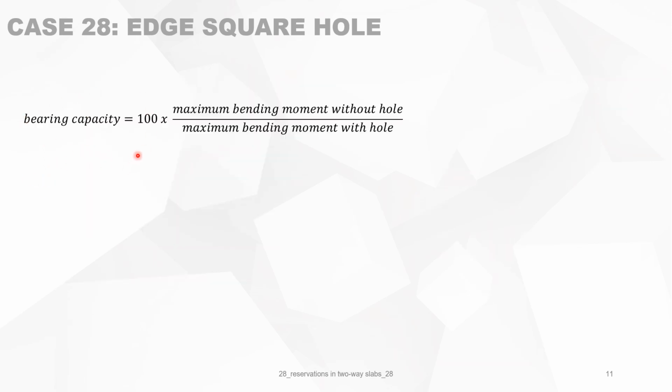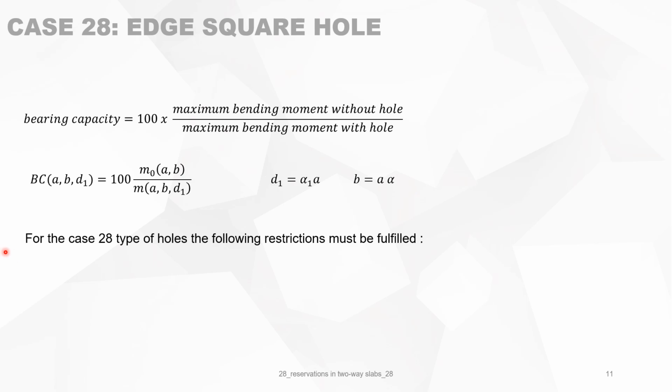The bearing capacity is defined as 100 times the maximum bending moment without the hole divided by the maximum bending moment with the hole. In formulation, something like that. We work with dimensionless parameters. And for case 28 types of reservations, we have the restrictions, of course, of the two-way slab and the position of the reservation. We will show you now how to use this condition, because in the previous example, we did not use this condition.